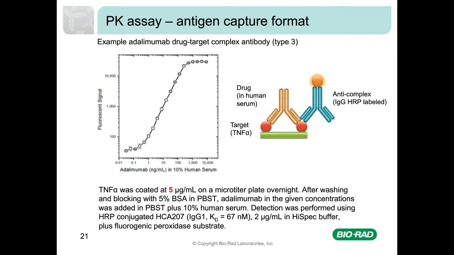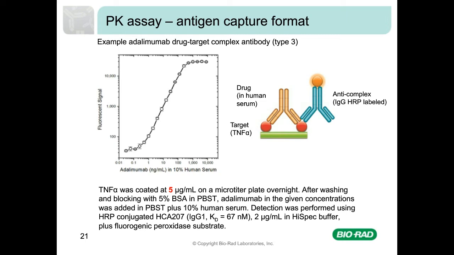TNF-alpha was coated at a quite high concentration of 5 microgram per milliliter, and after blocking, adalimumab titrated in 10% human serum was added. Detection was with HRP conjugated type 3 antibody in the human IgG1 format. Also in this assay, the detection limit of adalimumab is below 1 nanogram per milliliter.